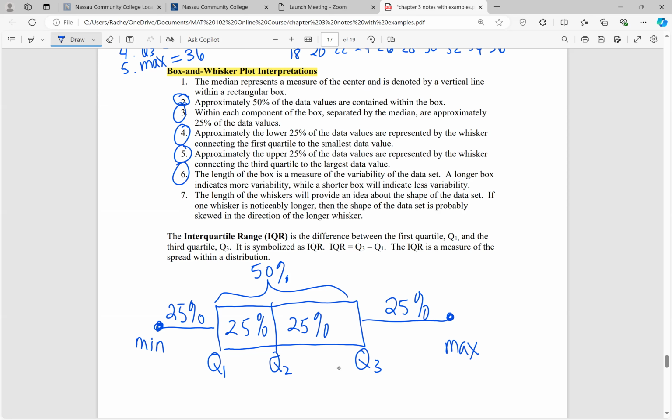So the longer the box indicates more variability, while the shorter the box will indicate less variability. And then the length of the whiskers will provide an idea about the shape of the data set. So if one of the whiskers is noticeably longer than the other one, then the data is probably skewed in the direction of the longer whisker. So I'll give you an example on the whiteboard.